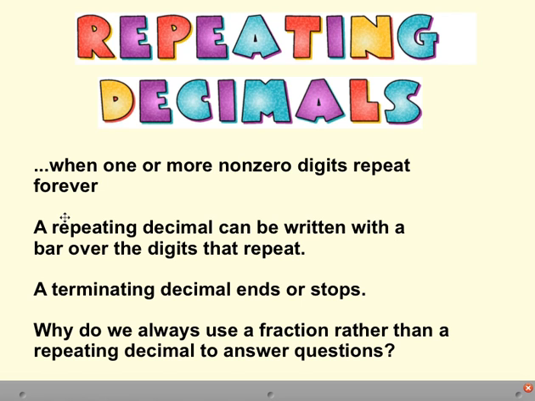The reason why we use a fraction rather than a repeating decimal to answer questions is because if we were to take 0.3 repeating and multiply it by even just 2, because that decimal repeats forever and ever, we would never be able to show enough digits to do the multiplication fully correctly. But if we show it as a fraction, we can do it quite easily. 1/3 times 2 is just 2/3. A lot harder to do if we are using that repeating decimal.